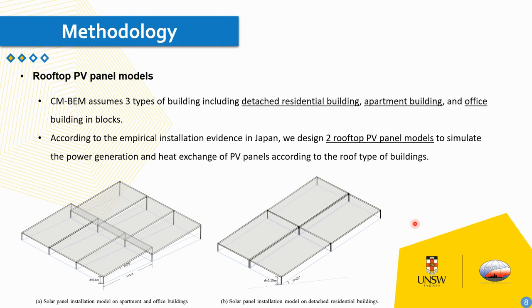And according to the empirical installation evidence in Japan, we designed two rooftop PV panel models to simulate the power generation and heat exchange of PV panels according to the roof type of buildings. The difference between these two models is whether the rooftop of the building is flat. In Japan, commercial buildings, office buildings, and apartments have a flat rooftop, and detached houses usually have a tilted rooftop.